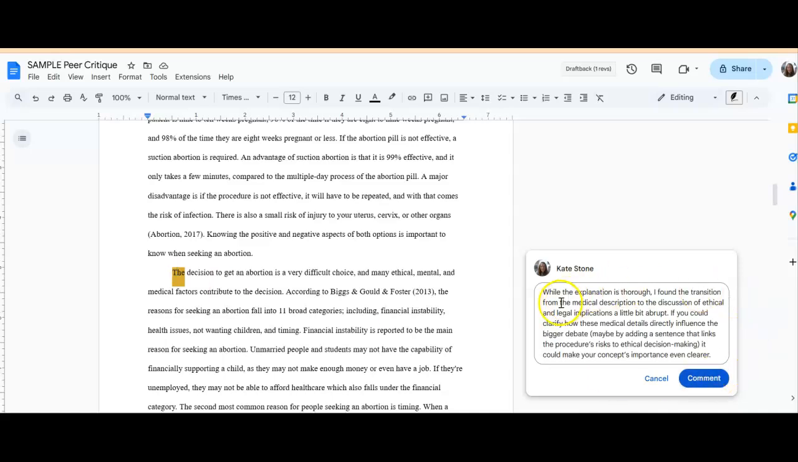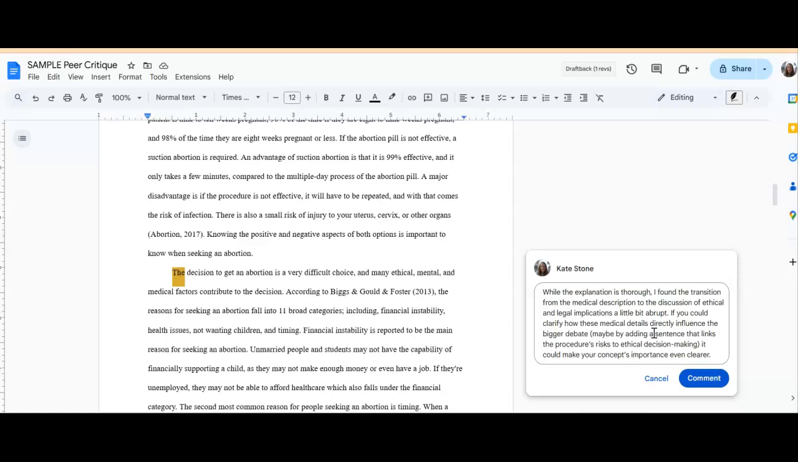So that's why I have the comment right here. I found the transition from the medical description to the discussion of ethical and legal implications a little bit abrupt. It happens pretty suddenly. So then I'm going to give a suggestion. What do I think that they could do to improve that, right? So if you could clarify how these medical details directly influence this bigger debate, and then I give an example, like maybe you could add a sentence that links the procedure's risks to ethical decisions.